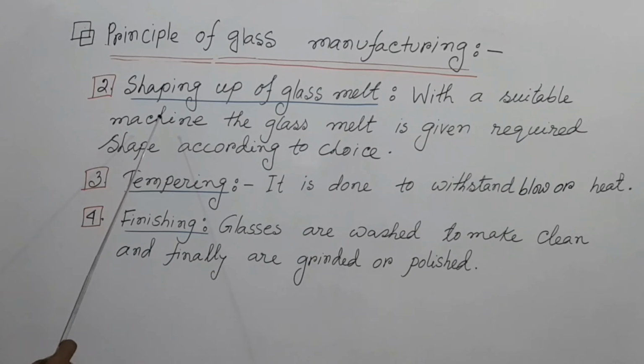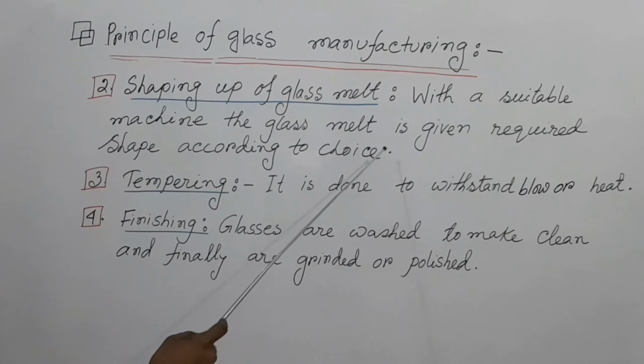Second step is shaping of glass melt. With a suitable machine, the glass melt is given the required shape according to choice. Third step is tempering. It is done to withstand blow or heat. And the final step is finishing. Glasses are washed to make them clean and finally are ground or polished.